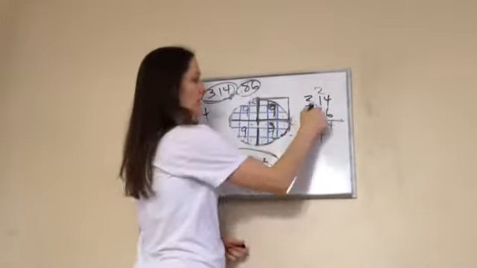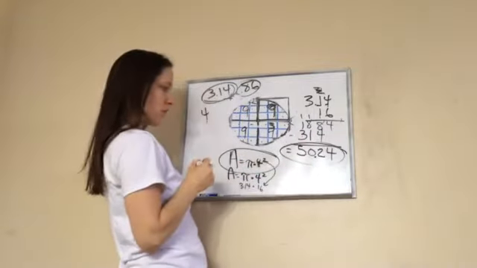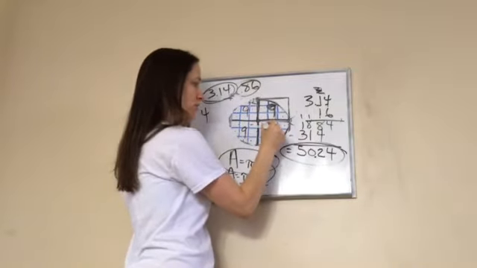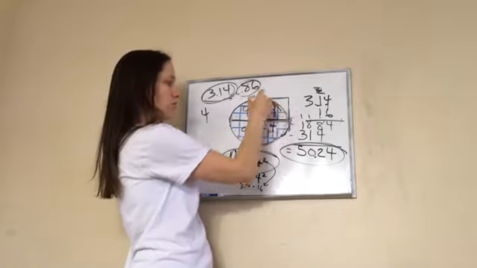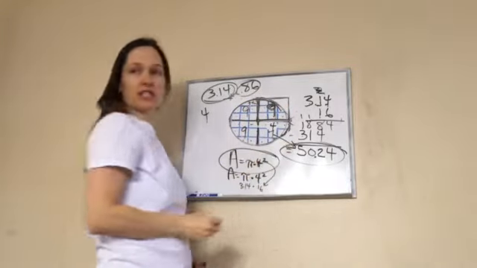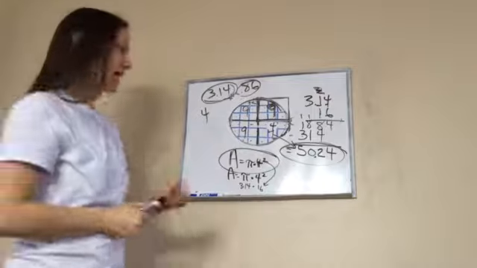Okay, what do I do? 1, 2, 1, 2. The answer would have been 50.24. So if my radius was 4, that circle's entire area would have been 50.24.